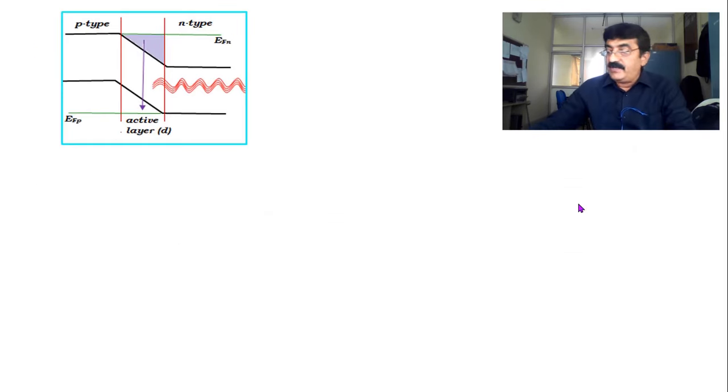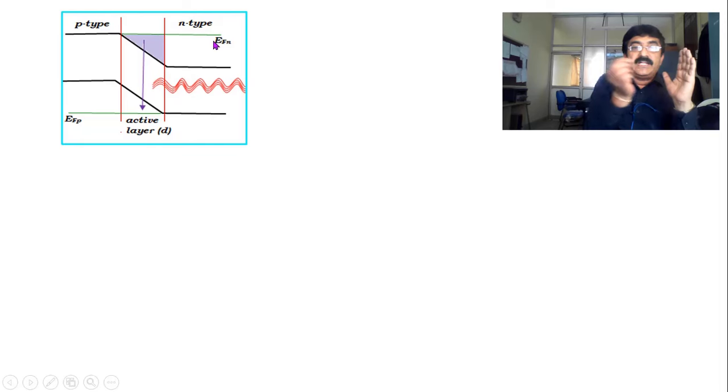Look at the energy level diagram. This is the P type energy level diagram, this is the N type energy level diagram. From here to here, it is nothing but the junction. See, when P type and N type are connected, electrons enter from N type, holes enter from P type into the junction.